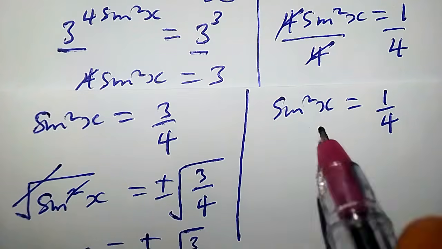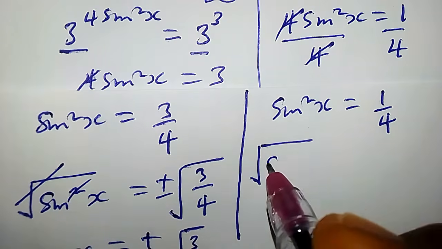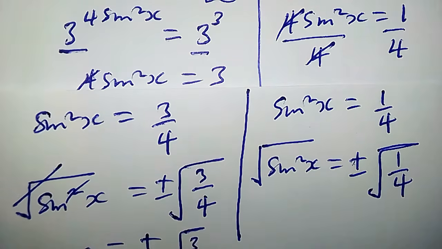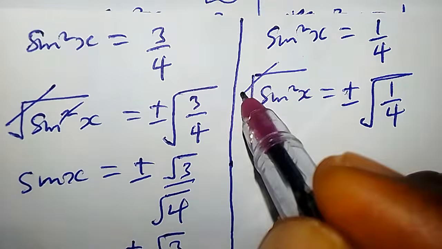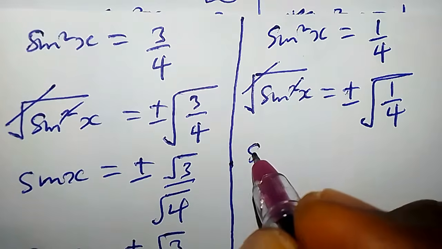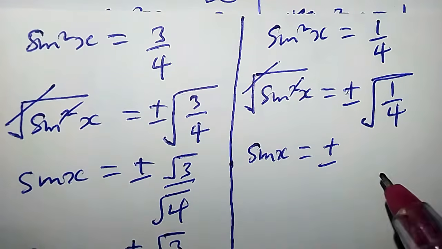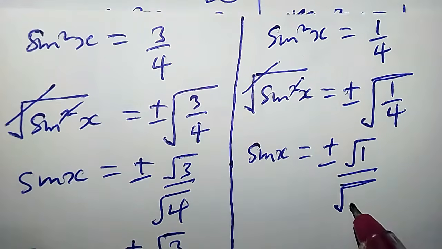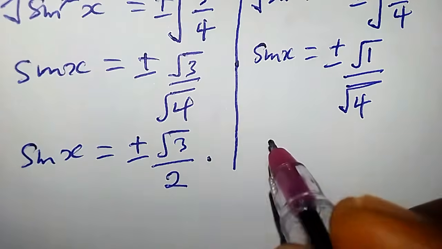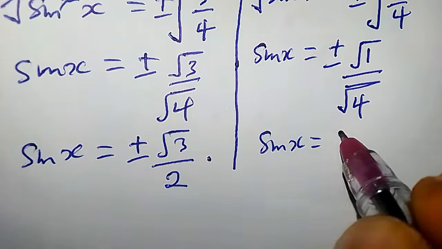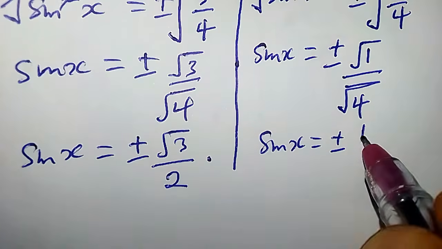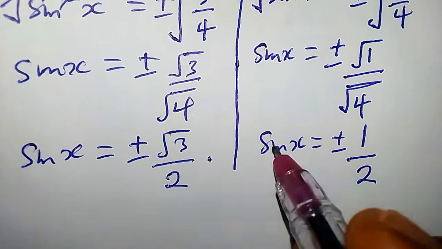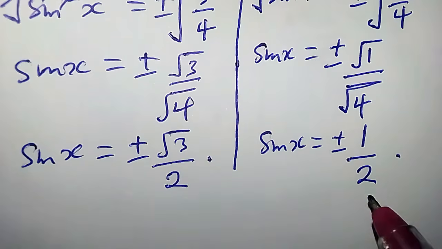Let us take square root of both sides also, so that will be square root of sine square x equal to plus or minus square root of 1 over 4. This bigger square root takes care of the power. We have sine x equal to plus or minus square root of 1 over 4, which could be written as square root of 1 divided by square root of 4. So, sine x is equal to plus or minus square root of 1, that is 1, divided by square root of 4, that is simply 2. This is another value for sine x, plus or minus 1 over 2.